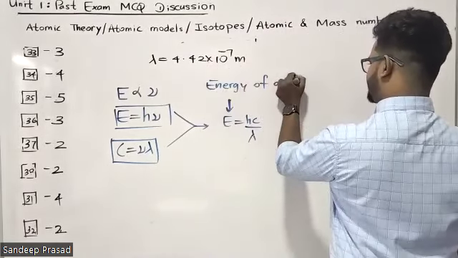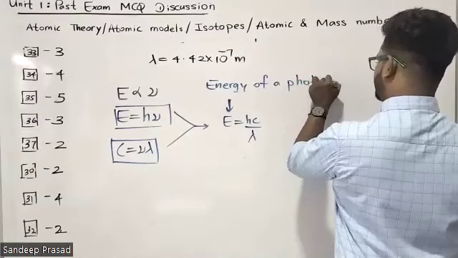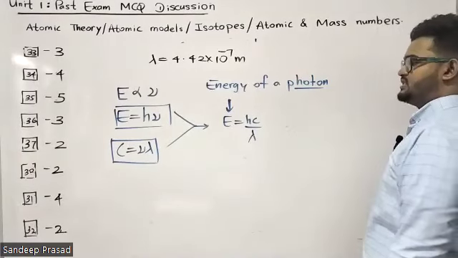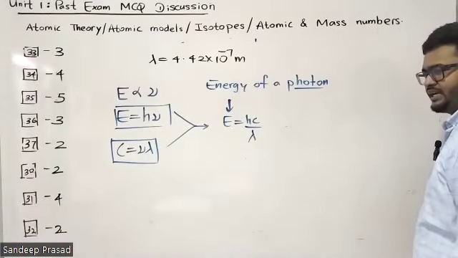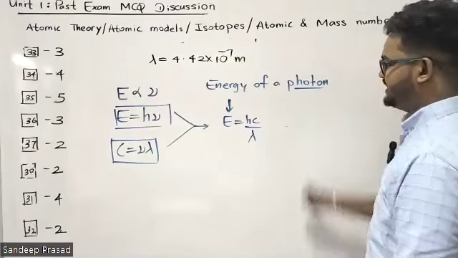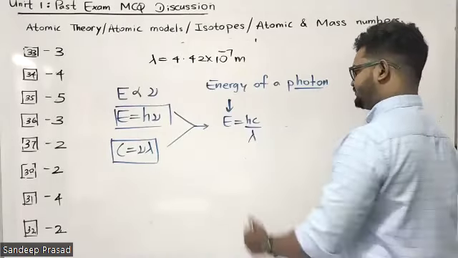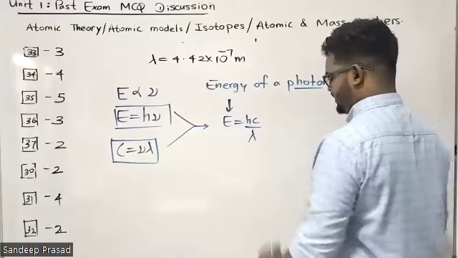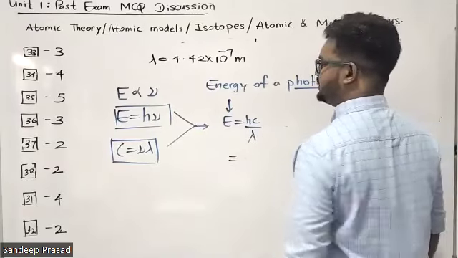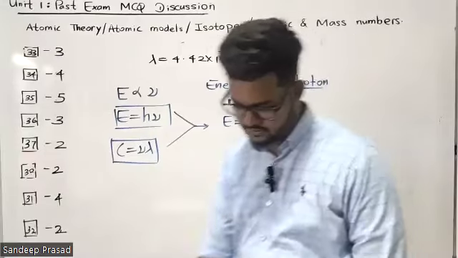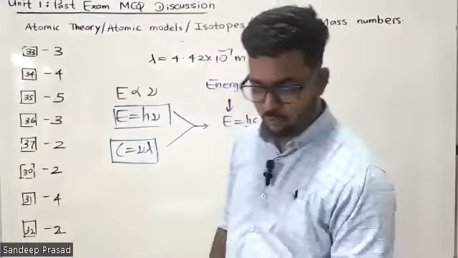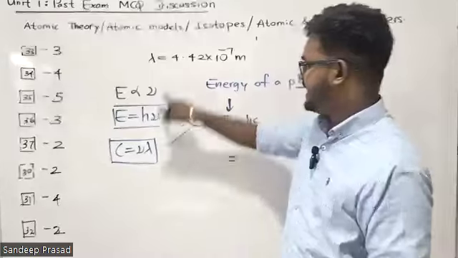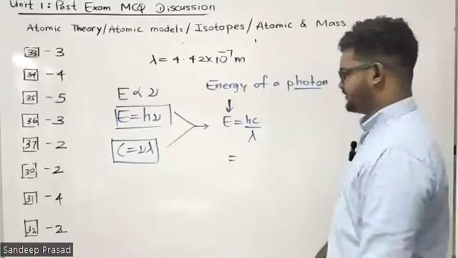A photon means a small particle. When you consider that energy is quantized, that quantum particle is known as a photon. Energy of a photon is given by E equals hc over lambda. Then here they are asking, what is the energy of a photon of the green light if lambda is given in this way? How do you find out?